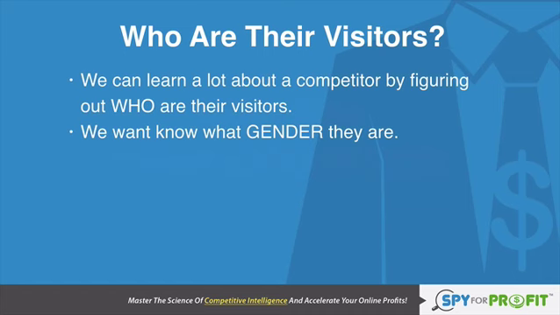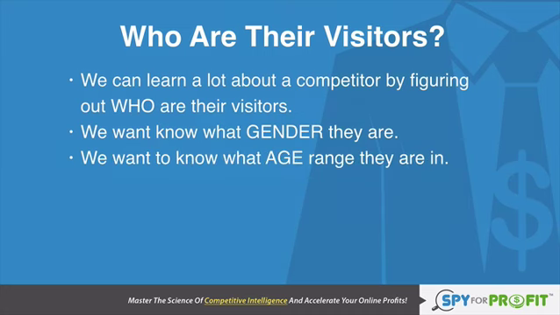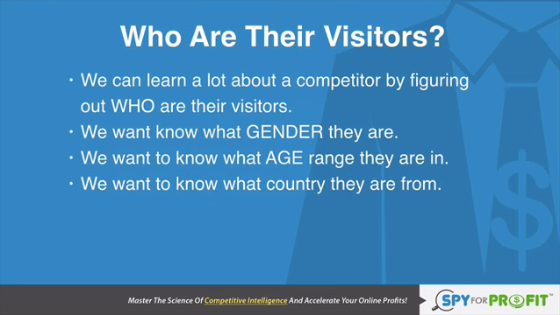We want to know ideally what gender they are. Are they mostly male? Are they mostly female that come to that competitor's site and buy that competitor's products? Or is it split 50-50, which is fine? We ideally want to know what age range they are in. Now we can't always find this data. Some of the more premium tools that you pay for, like SimilarWeb and Compete.com, will help break down ages at times. But typically, it's hard to figure out until we really dive deep into the business. But we can ultimately figure that out for a lot of different companies.